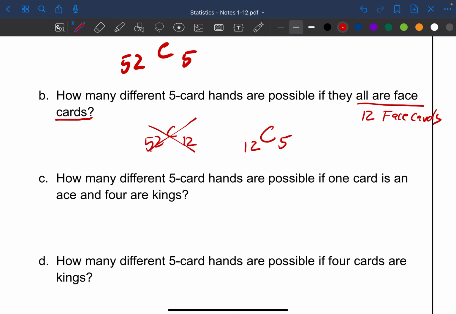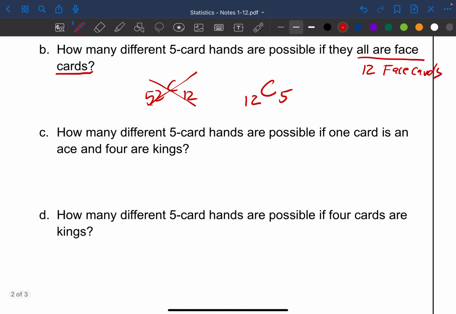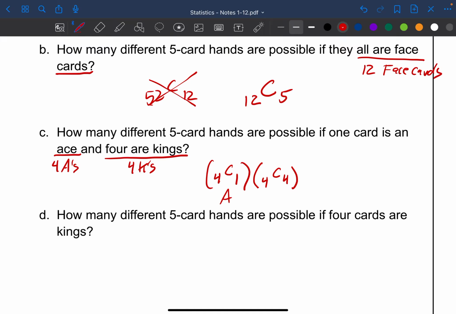All right, now letter C. How many different 5-card hands are possible if 1 card is an ace and 4 are kings? Now, if you don't know, there are 4 aces and 4 kings in the deck. So 1 card is an ace. So how many ways can I choose that? Well, there's 4 aces, and I'm picking one of them. And then how many kings? There are 4 kings, and I'm picking all 4. So it's 4C4 for the number of kings. And so for the number of aces, here's how many different ways I can pick 1 ace. Here's the number of ways I can pick 4 kings, so we multiply.